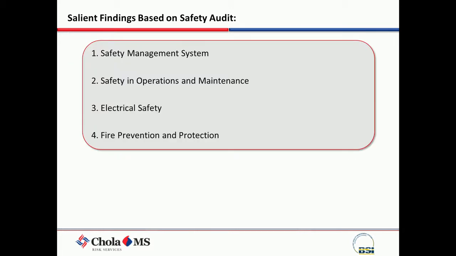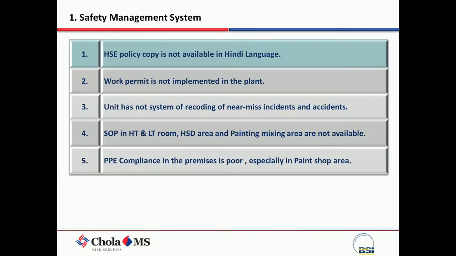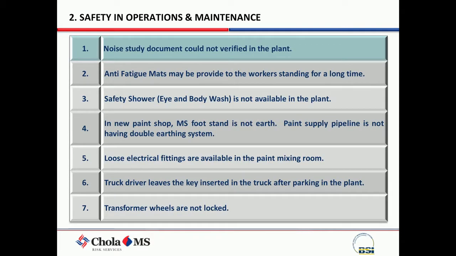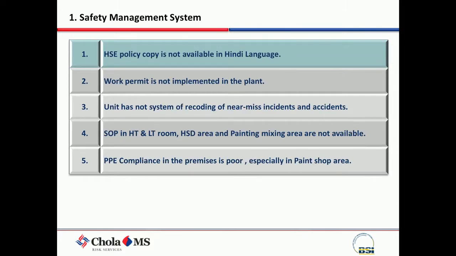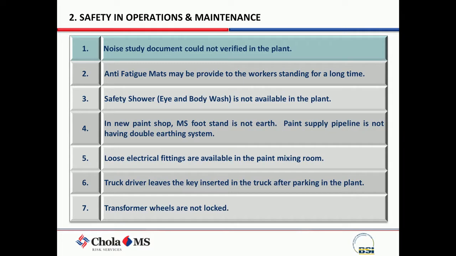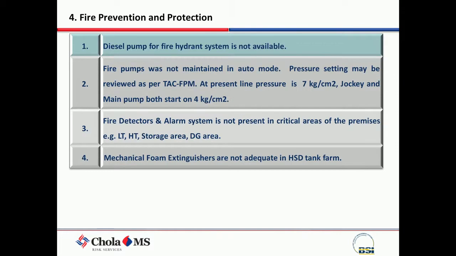See how we split stuff. He splits it into safety management system, safety in operations, electrical safety, fire prevention. Observations there: in safety, HSE policy is not available. Work permit is not implemented. There is no code for near miss accidents. SOP is not there. PPE compliance is not there. In safety and operations, all this is there.